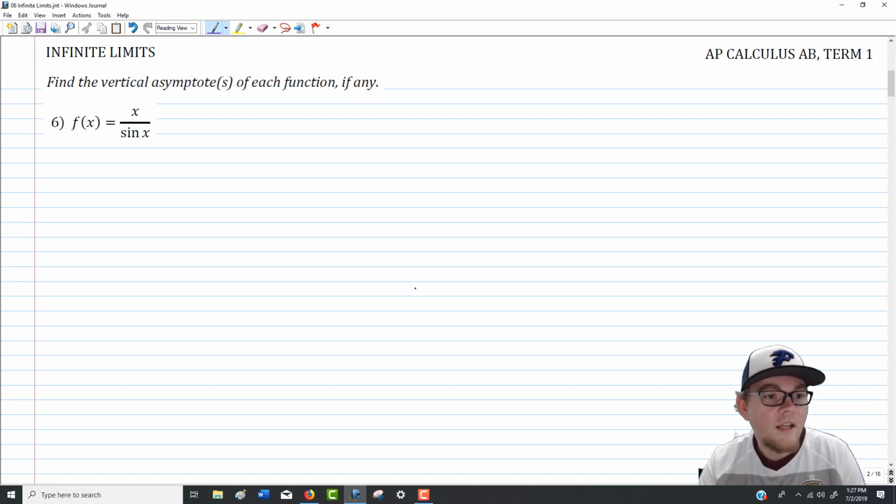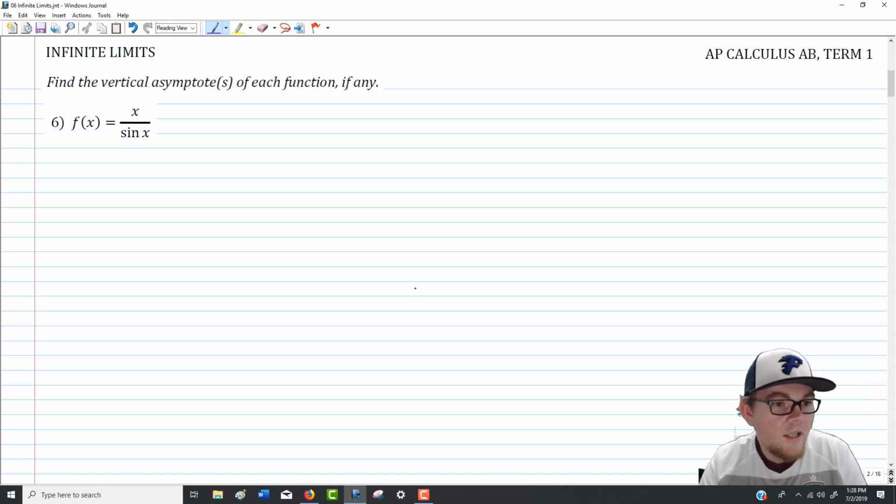So the instructions say to find the vertical asymptotes of each function, if any. So the assumption is some of these functions will have vertical asymptotes, some will have none, some might have an infinite number of vertical asymptotes in fact. And out of those, the first 5 I felt like were pretty straightforward, but number 6 features a little bit of a wrinkle. It actually features a couple different wrinkles if we're being honest. So let's take a look.